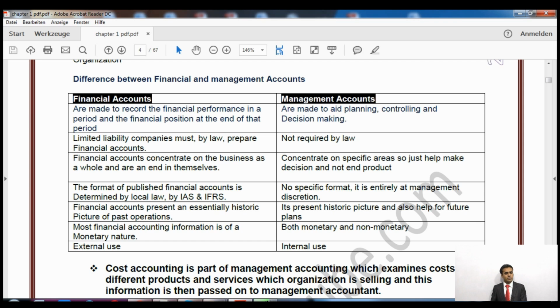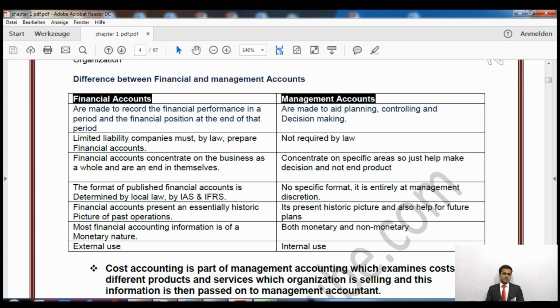So I'm making the accounts and I will have to provide them to management. That is only for my own management level use. It is not for any other person's use. It is just for our internal use, right? So that is management accounting.